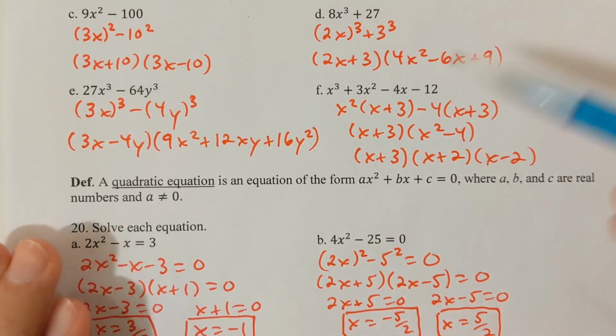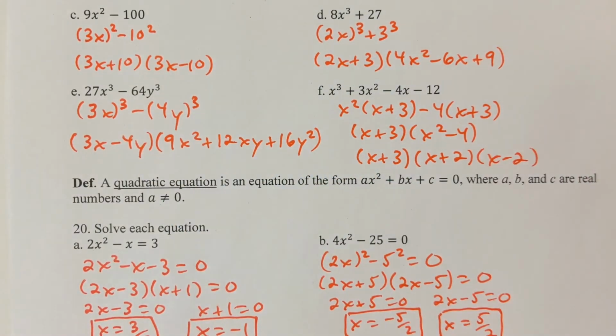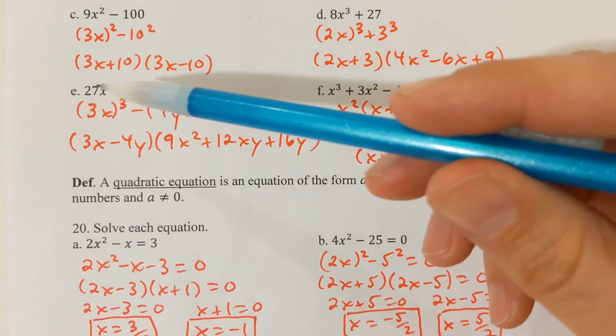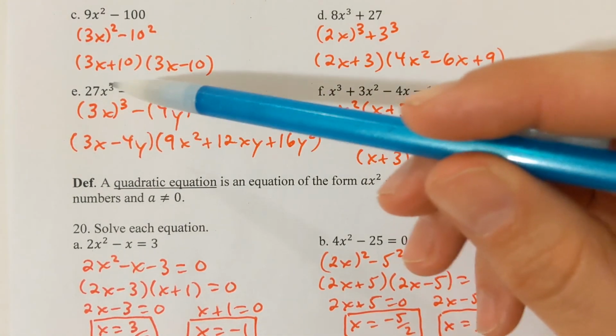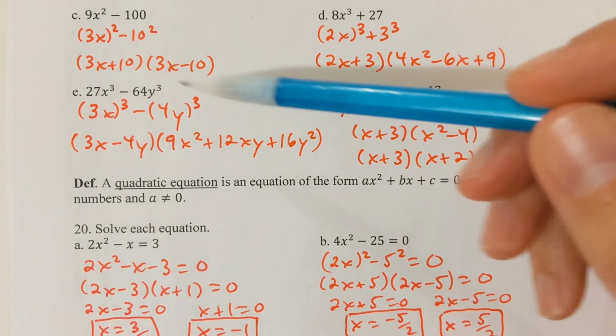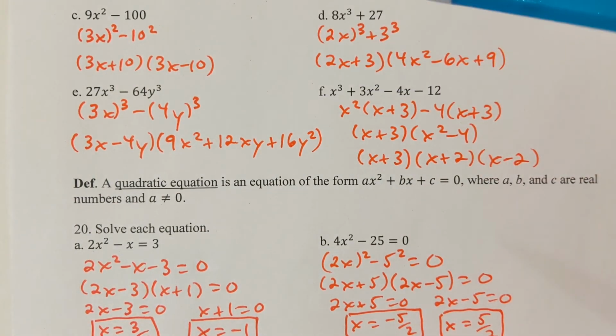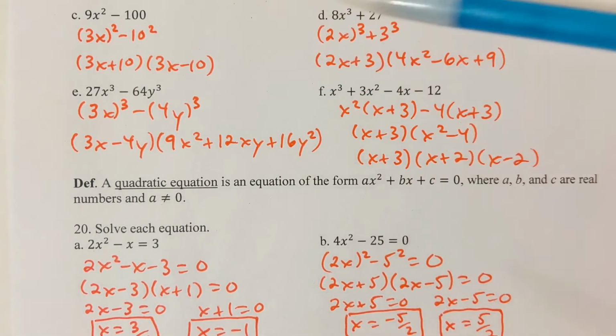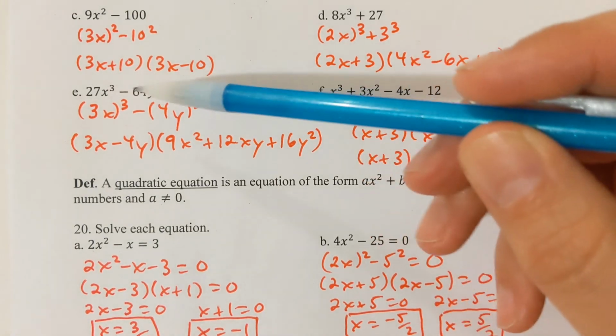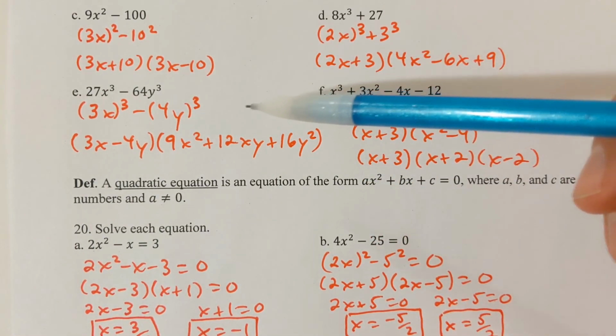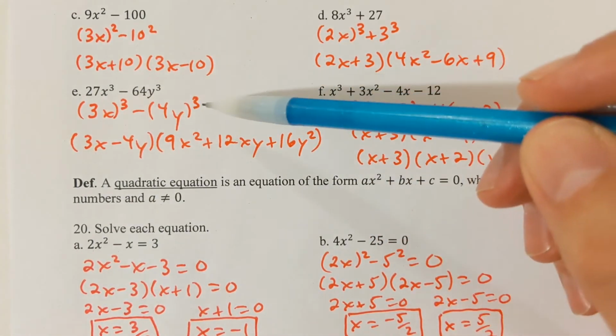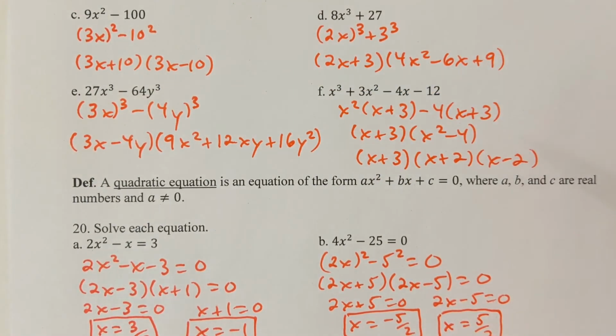Here's another one. Okay, and I've got the difference of two cubes. Now 3 cubed is 27. When I cube x, I get x cubed. 4 cubed is 64. 4 times 4 times 4. And when I cube y, I get y cubed. Okay, so I've rewritten this in such a way so that I'm subtracting two cubed things.